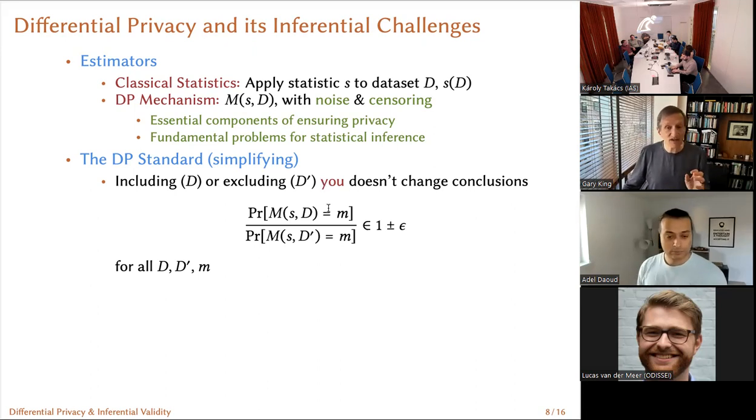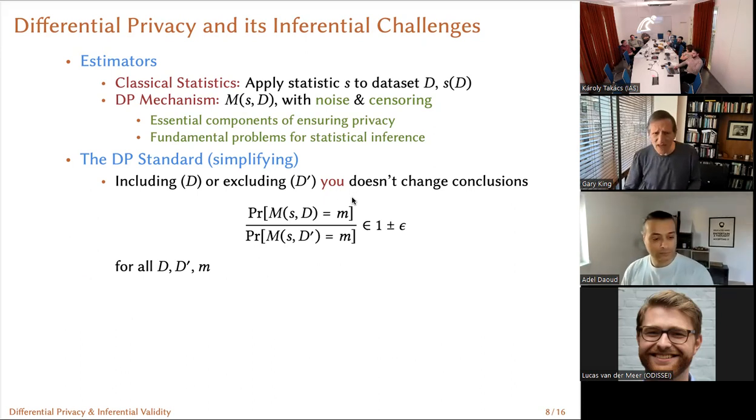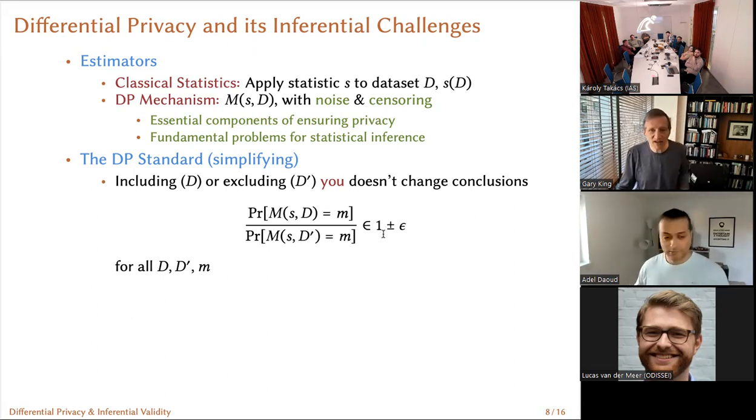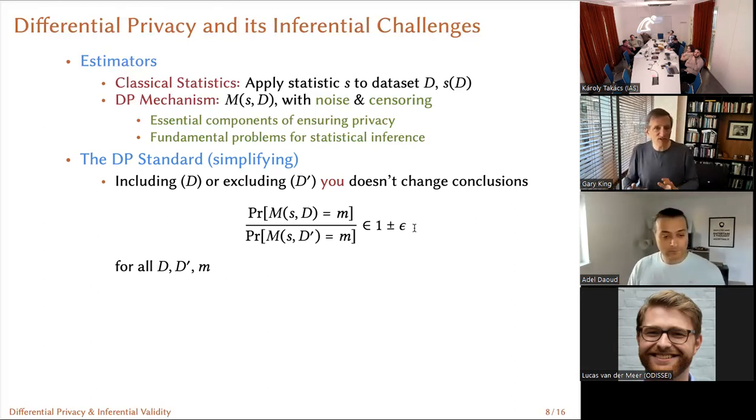And the answer is, under differential privacy, the answers have to be pretty much the same. The probability that you get some value M from this mechanism with you in the data is going to be roughly the same as the probability of getting the same value M without you in the data. So the ratio of those two probabilities is roughly 1 plus or minus a really small value epsilon. Okay, so that's the differential privacy standard.